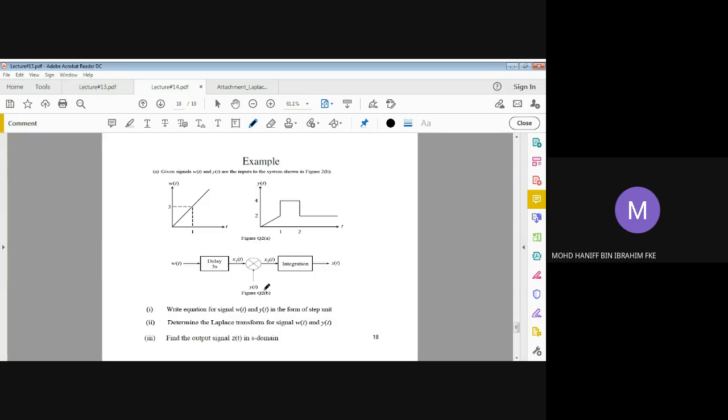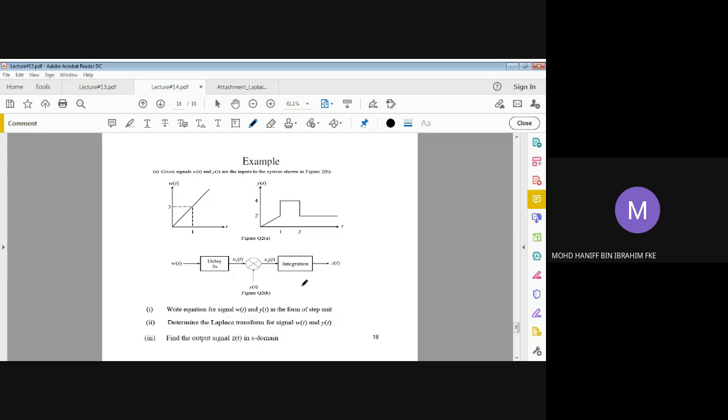The first question is to write the equations of w(t) and y(t) in the form of unit steps. You can try to do this on your own. I think you have learned this in chapter 1, and you were also tested in test 1, so hopefully there should be no problem writing both signals w(t) and y(t) in the form of unit steps. So I don't want to proceed with that.